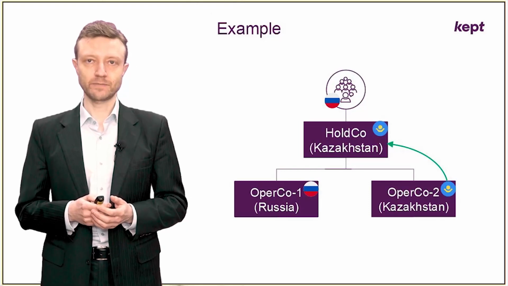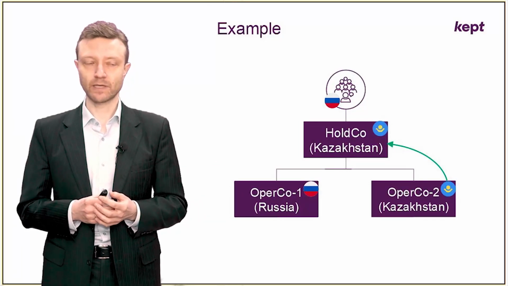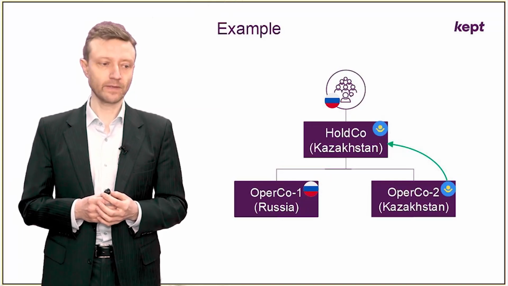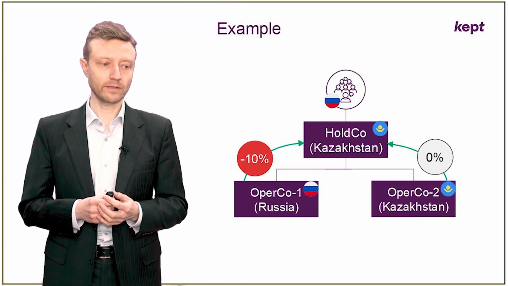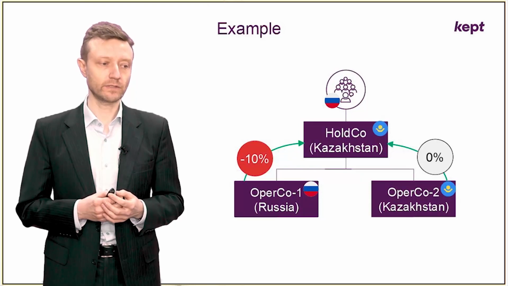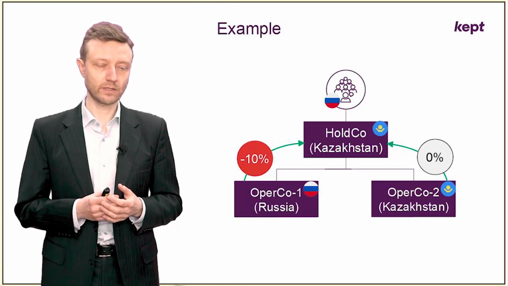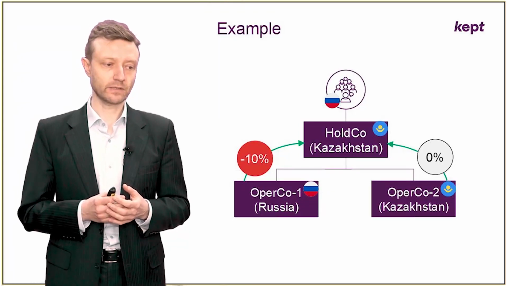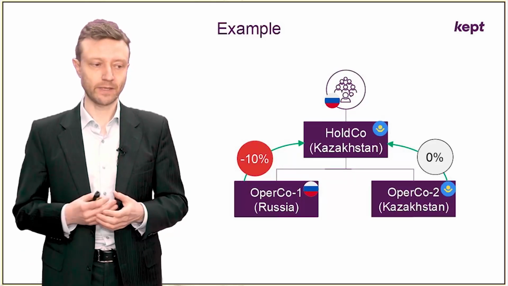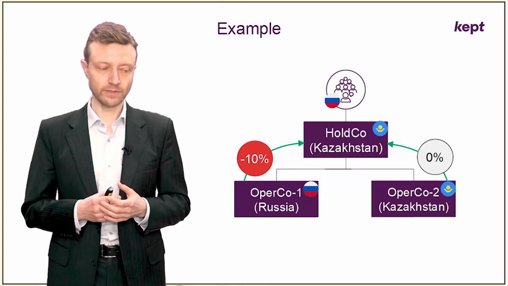So let's look at a specific example. As on these slides, there is a holding company in Kazakhstan that owns operating subsidiaries in Russia and Kazakhstan, and they distribute dividends. And in Russia, withholding tax, as I said, for dividends is 15%, but it can be reduced to 10% based on the double tax treaty between Russia and Kazakhstan, which is an example of reduced tax rates and tax planning that relies upon double tax treaties.